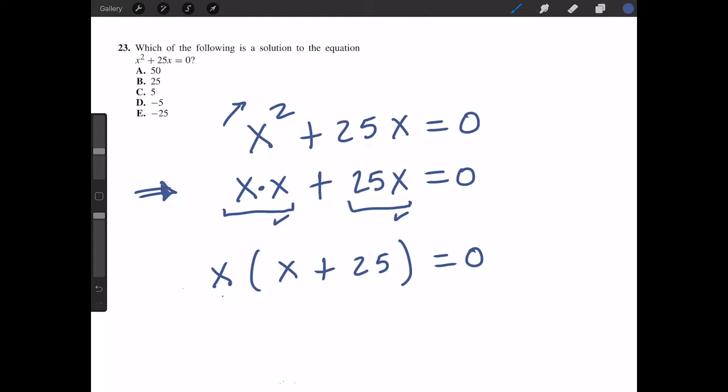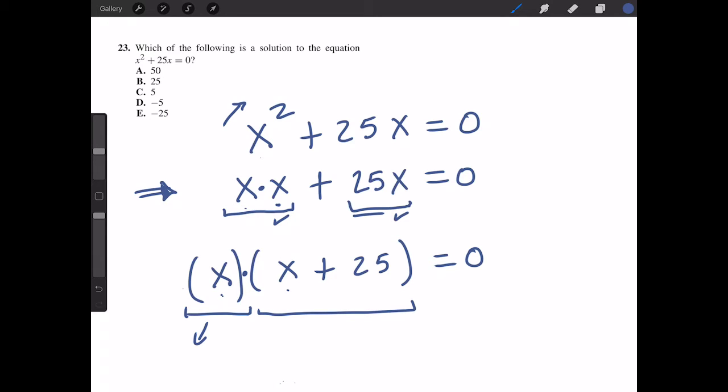Now, go backwards. If you distribute x times x, you get xx, or x squared back. And then if you multiply x times 25, you get 25x. You get that second term back. So this works. Now, why are we doing this? Because notice that you have two elements here multiplying, the x and then the x plus 25. If you think of the following property of multiplication, that anything times 0 is equal to 0, that opens up the following door.